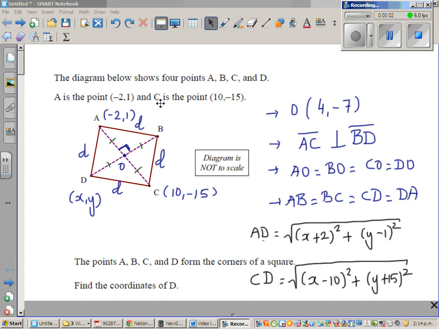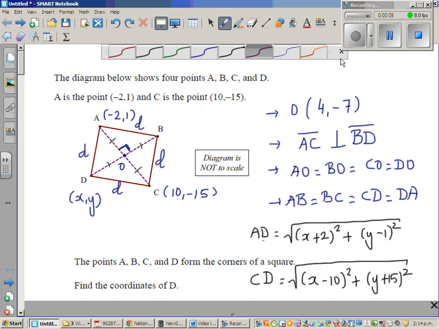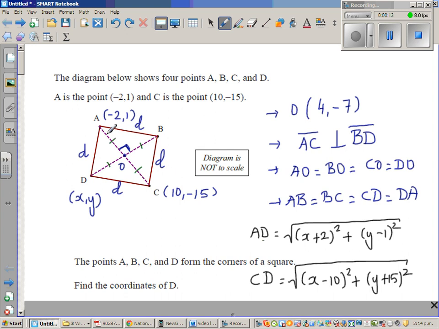The diagram below shows four points A, B, C, D. A is the point negative 2, 1. C is the point 10, negative 15. So this is point A, which is negative 2, 1. C is 10, comma negative 15.